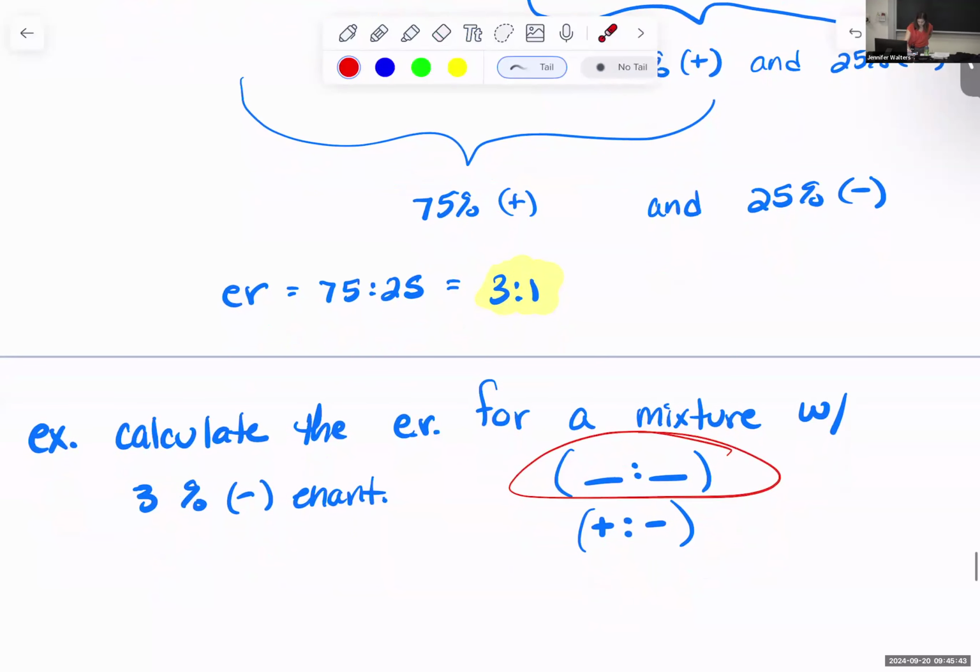Actually, let's make it even easier. Let's make it 34%, because I just realized the math works out to be a little weird. So make it 34% so that the other number doesn't require a calculator, and then round.